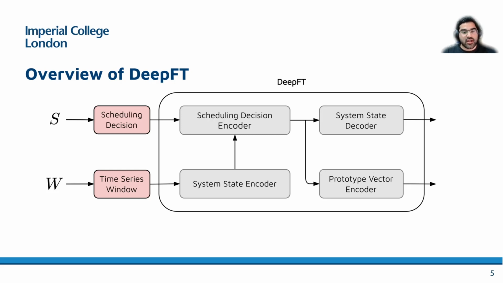And to do this, it has a system state encoder that takes in the time series window of system states and creates a succinct encoding of the system states. It then encodes the scheduling decision in the form of, say, a compressed representation conditioned on the encoding generated by the system state encoder that encapsulates the history of system states. And we finally have a system state decoder that generates a reconstruction of the near future system states, and we also generate a prototype embedding that corresponds to a contention type fault class in a high dimensional clustering space.